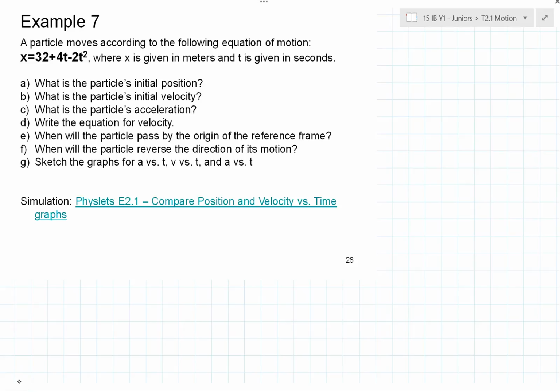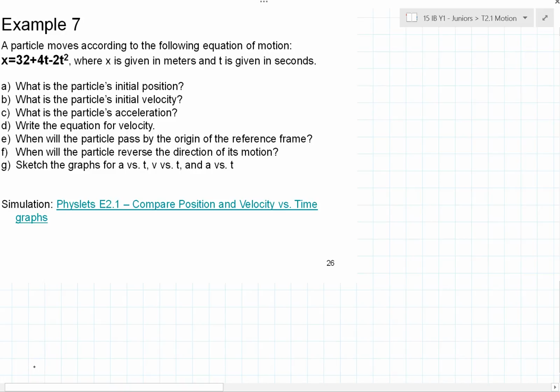Well, I'm going to ask you guys now to solve problem example 7, which is just a repetition of example 6, just another equation, one more example for you guys to get more practice. So x equals 32 plus 4t minus 2t squared. Please pause the movie for a little bit, try to solve the problem, and then come and check my solution.